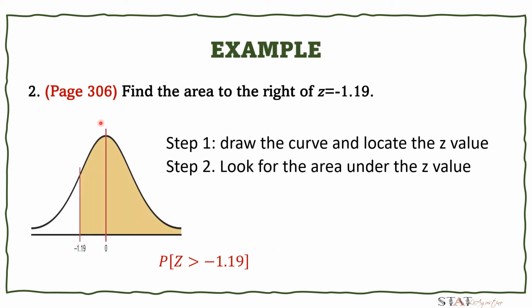And then example 2. We have, find the area to the right of z equal to negative 1.19. So another one, step 1: draw the curve and locate the z value. So it could be here, negative 1.19. Since the instruction is to find the area to the right, we are looking for the area in this yellow shaded area. Mathematically, we can present it this way: the probability of z greater than negative 1.19.